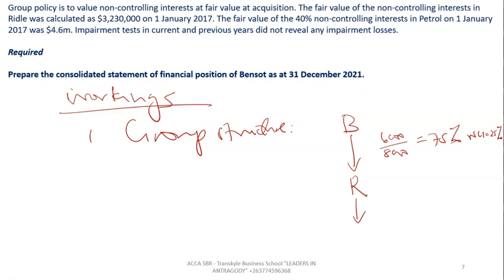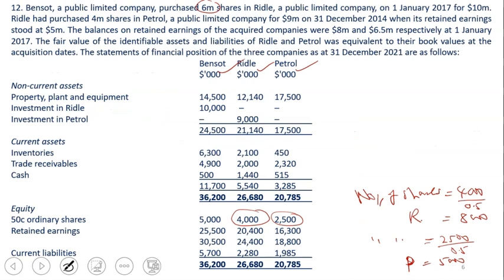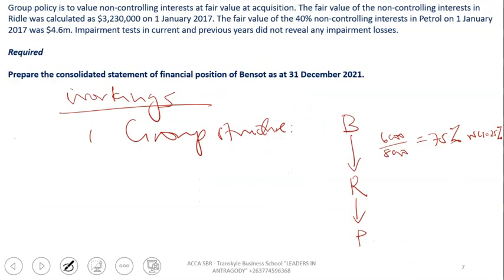Then Ridu purchased shares in Petrol. We are told that Ridu had purchased 4 million shares in Petrol, a public limited company, for 9 million in December 2014. So 4 million divided by 5 million should actually be 80%. But does it mean that the NCI is 20%? We need to worry about the effective control in Petrol, which we need to compute. We know already that 80% was acquired.